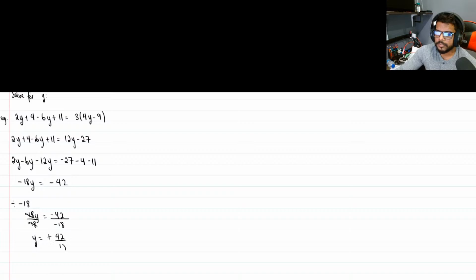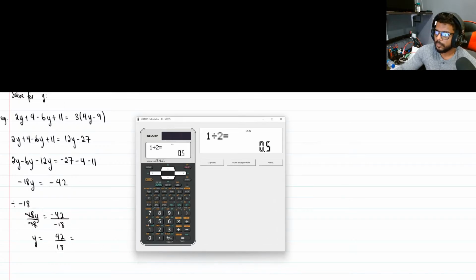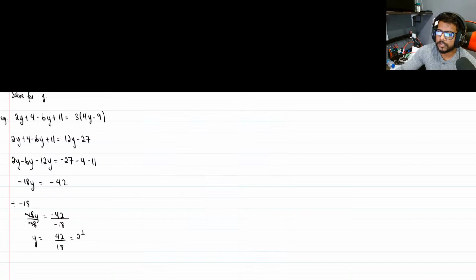So y is 42 over 18. If you're comfortable simplifying it, by all means go ahead and simplify it. 42 divided by 18. Let me see if we get a nice decimal. We didn't get a nice decimal, but I know 2.333 is 2 1/3. Again, if you're not comfortable simplifying the fraction, you could leave it like that until we get comfortable simplifying a fraction.